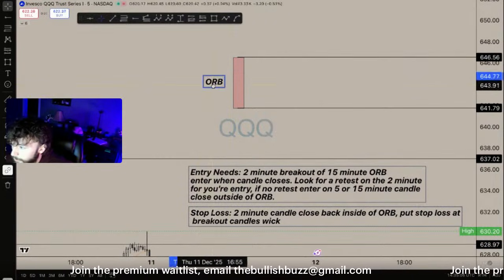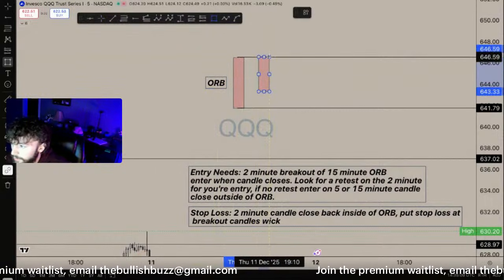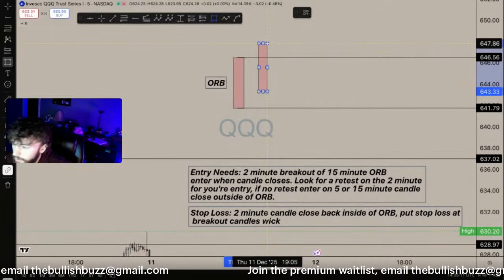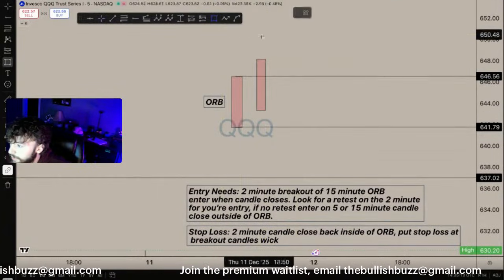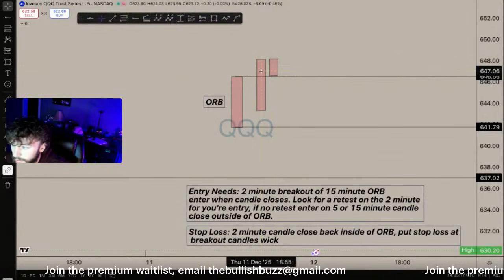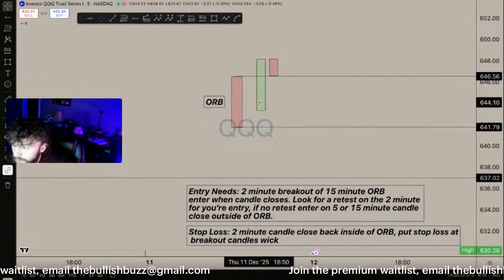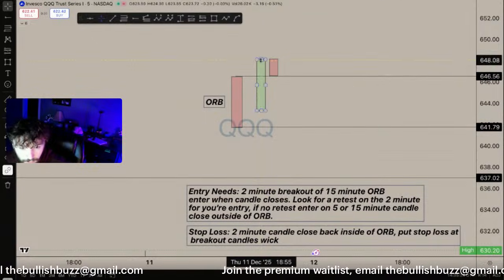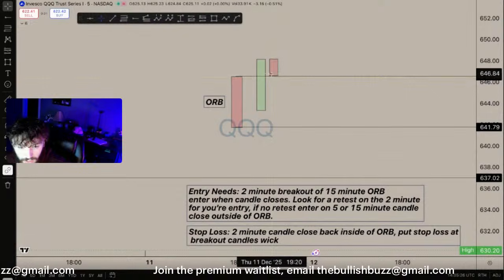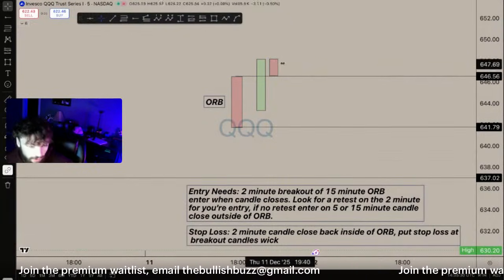Let's just say we go down on the 2-minute time frame and we break out and retest. Let's say this is the 2-minute. So you get this breakout, and then this retest. You're looking to enter on this candle, somewhere in this candle on this retest.